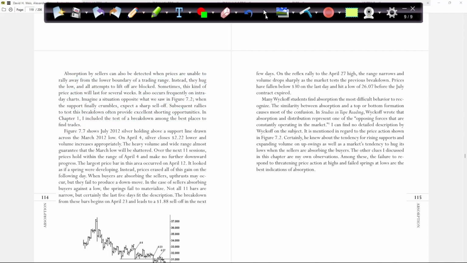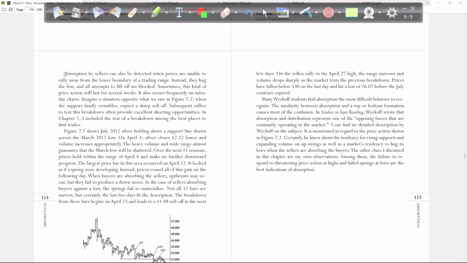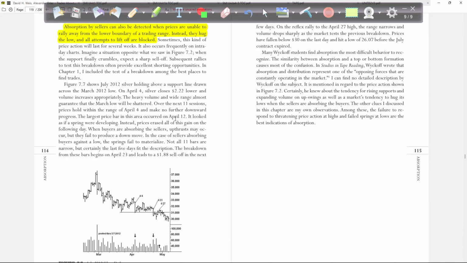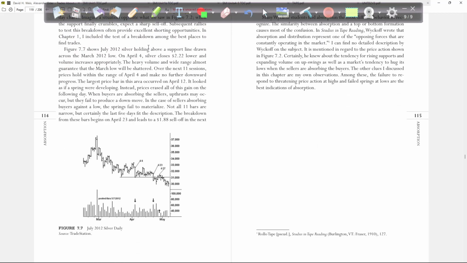Okay. So what we are saying is the absorption by sellers can also be detected when prices are unable to rally away from the lower boundary of a trading range. Instead, they hug the low and all attempts to lift off are blocked. Sometimes this kind of price action will last for several weeks. Okay. So figure 7.7 shows July 2012 silver holding above a support line drawn across the March 2012 low.